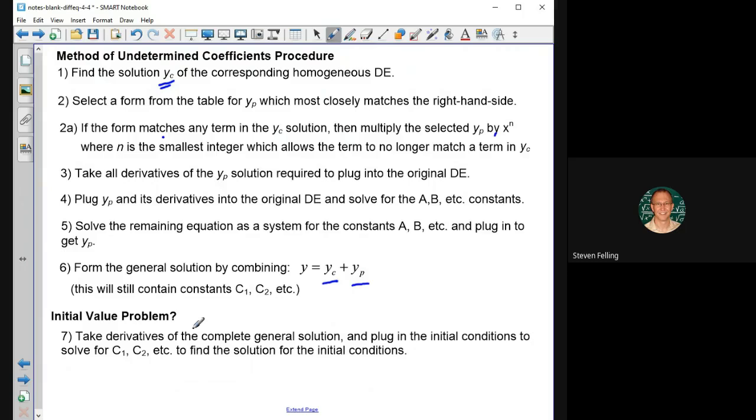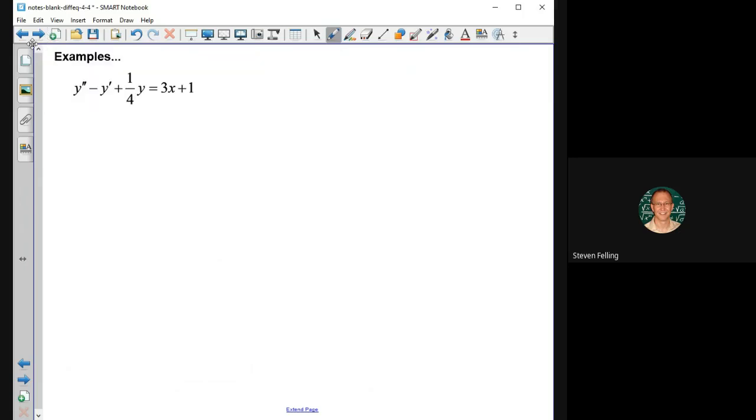If we have an initial value, now that we have the entire general solution, we can further plug in those values to solve for the remaining constants from the corresponding homogeneous solution. All right, so let's just take some examples. We'll start with this one, which is pretty straightforward. We have a second order differential equation here, right? So the first thing we would do is set this equal to 0 temporarily and solve the homogeneous equation.